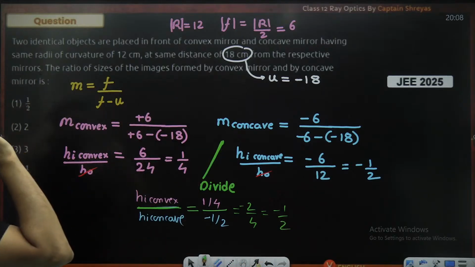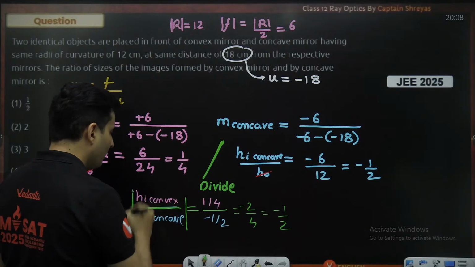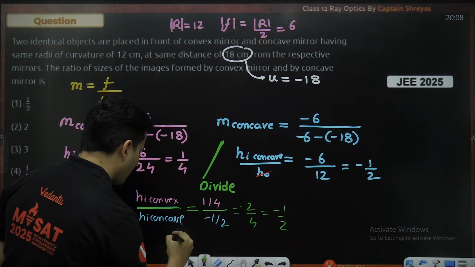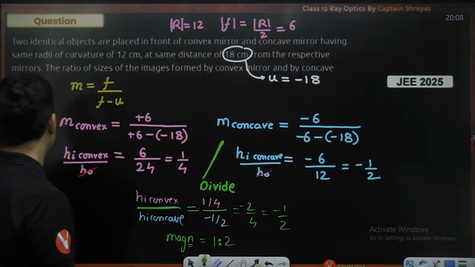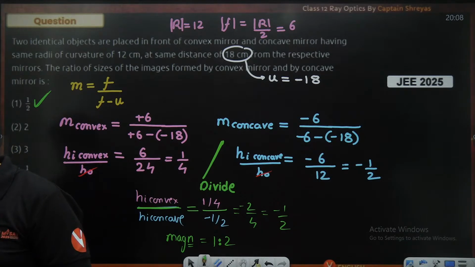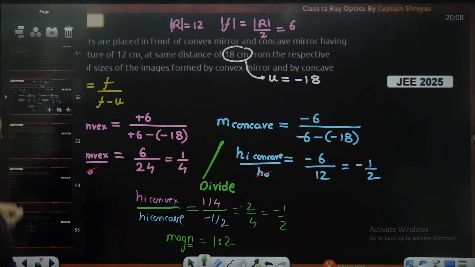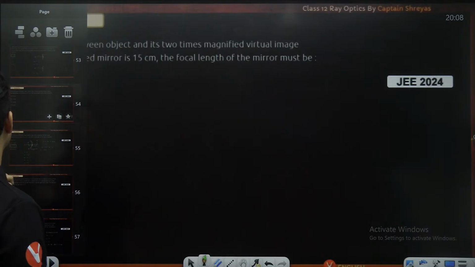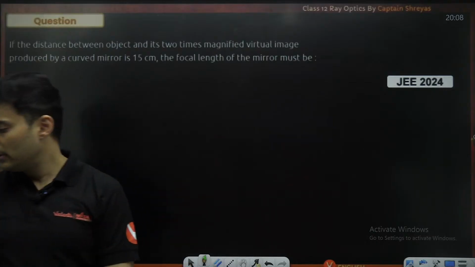But if you ask me just the magnitude part, you take the mod value. Magnitude wise, it will be 1:2. So 1:2 means option number 1. Is that clear, everyone? How we solved it? Yes, perfect. It is 1:2. Okay. Let's do another question right over here. This is a JEE 2024 question.